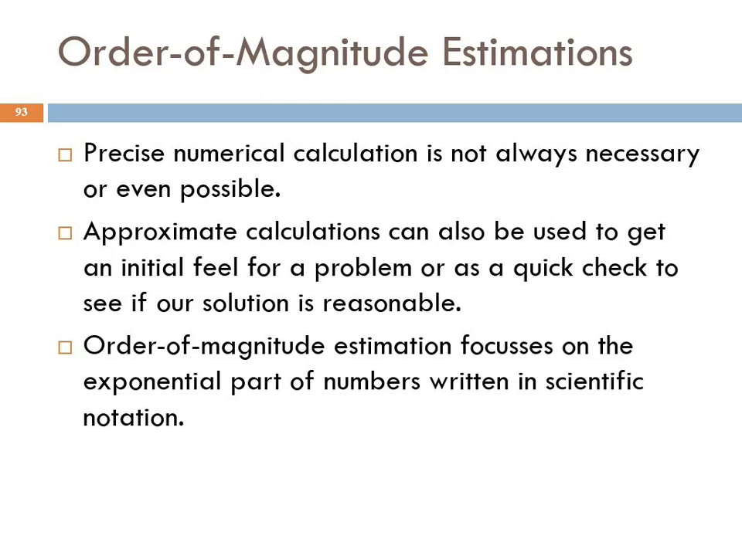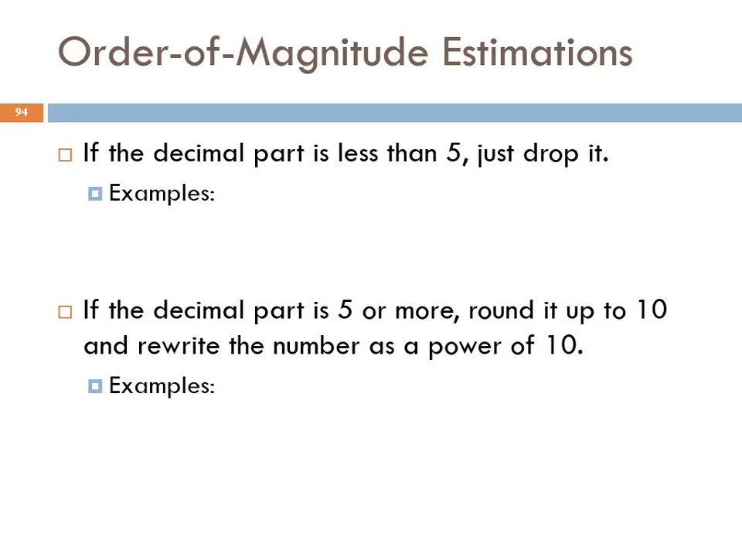And this just focuses on looking at the exponential part of numbers when they're written in scientific notation and ignoring the rest. So if the decimal part of a number is less than 5, you're just going to drop it for estimation purposes. So, if it's 3.97 times 10 to the 2, for this order of magnitude estimation, this part of the number is less than 5, and so we're going to just call this 10 to the 2.